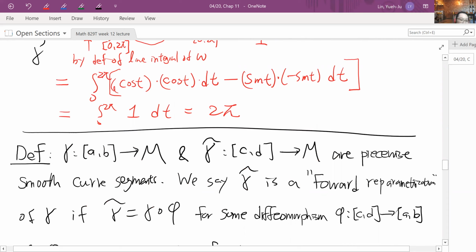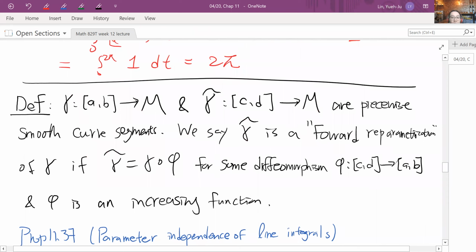Okay, so now the last thing I want to do before the end of today is the following two important properties. The first property is essentially about reparametrization, right? What we want to make sure is that when we do the reparametrization of a curve, especially if the reparametrization follows the same direction, the definition of the line integral of my covector field should not depend on how you parameterize the curve, right? Because otherwise it's not a well-defined definition, right?